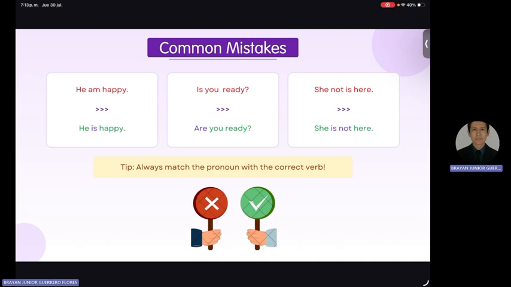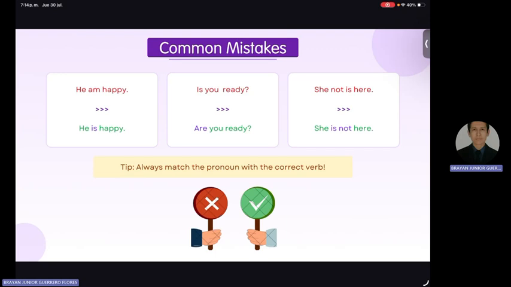Now, let's see the last common mistake. "She not is here." Is it correct? No, of course, very good. The order is different. You have to use the subject, after that the verb to be, and after that the negative. For example, she is not here.